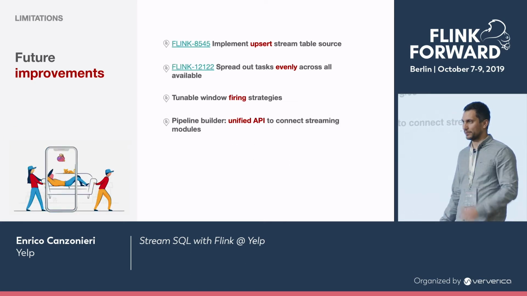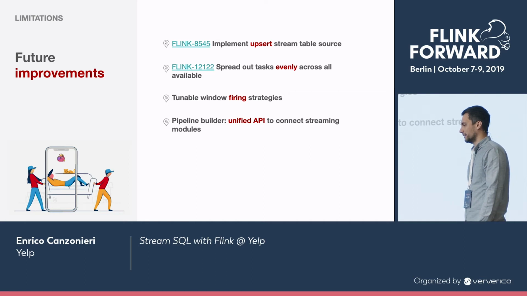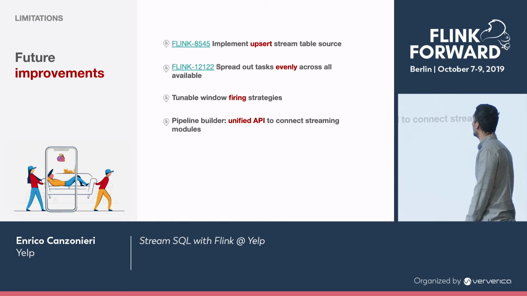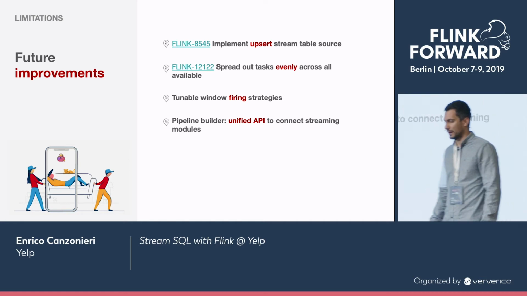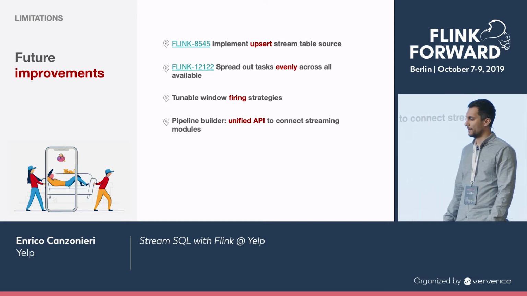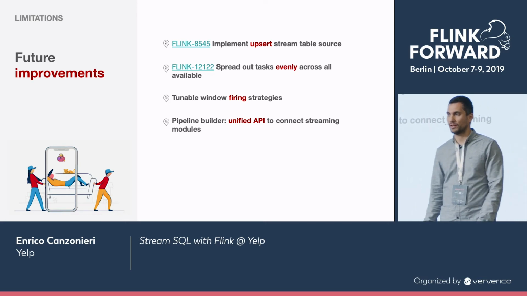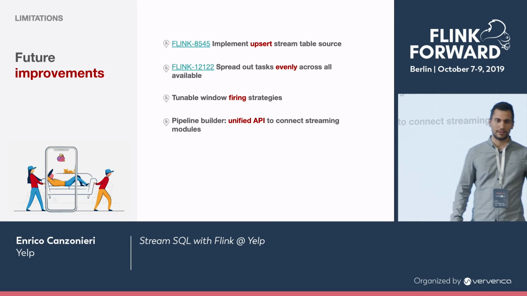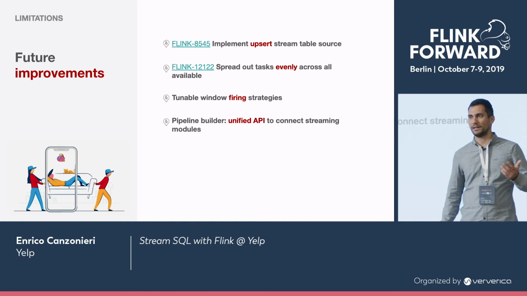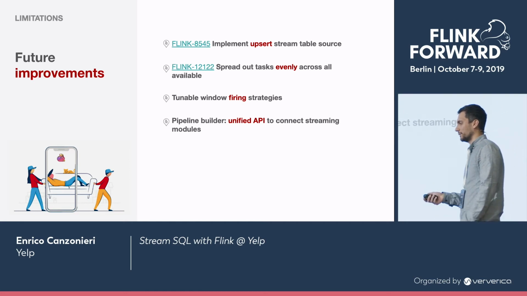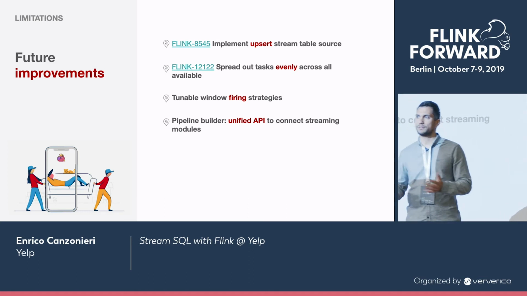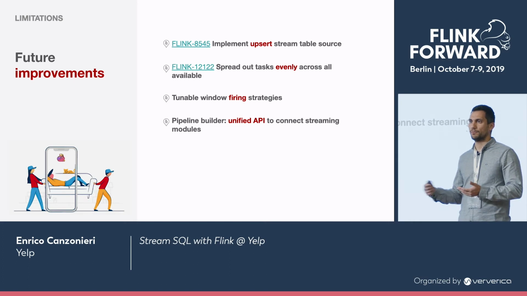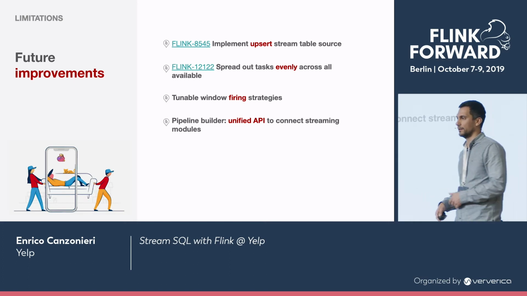In terms of current limitations, really future improvements, the first one is adding support for upsert stream into the table source. What that means is that if you have a stream representing a table changelog, a stream that is a sequence of creates, updates, and deletes, by having this functionality in Flink, we will be able to materialize the table as it's being updated in Flink SQL itself, and then run some more complex queries, things like unwindowed joins, for example.